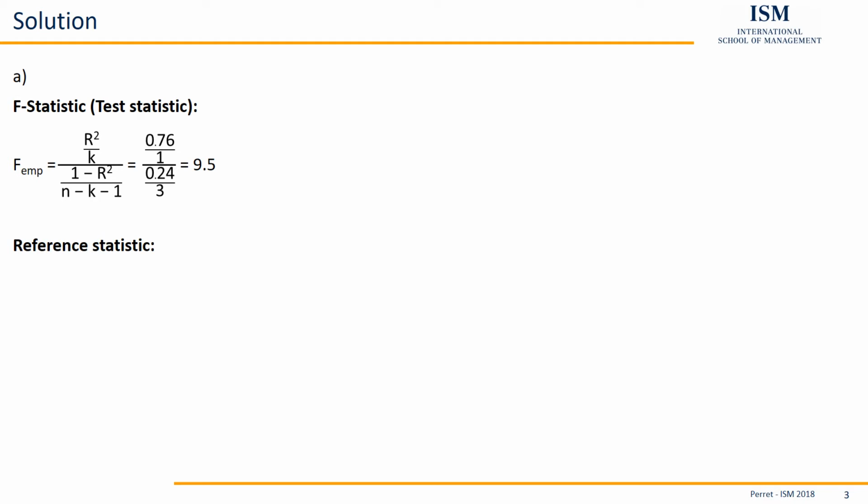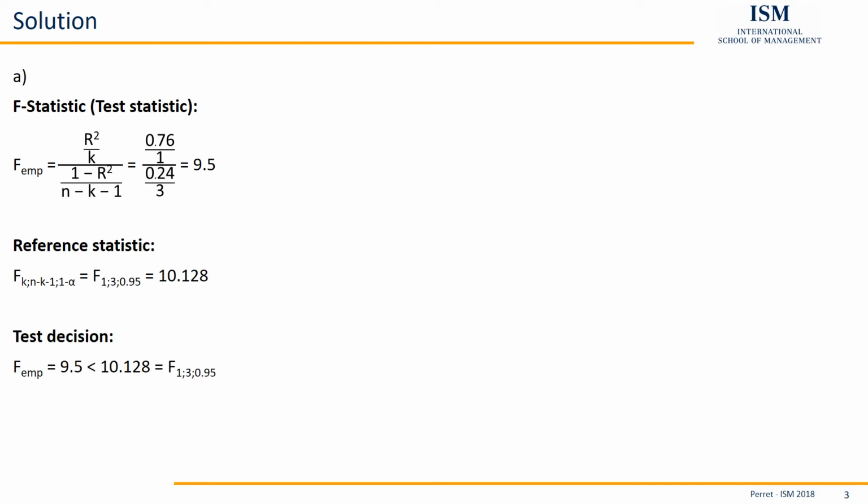Then we also need a critical value or reference statistic, and this is given here as F k, n minus k minus 1, and 1 minus alpha. We said already k is 1, n is 5, and from the text we have here an alpha error of 5%. So we have to look up in our table of the F distributions the value for F 1, 3, 0.95. There we find a value of 10.128. This value we compare to the test statistic.